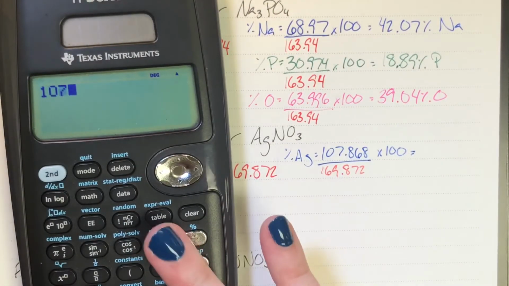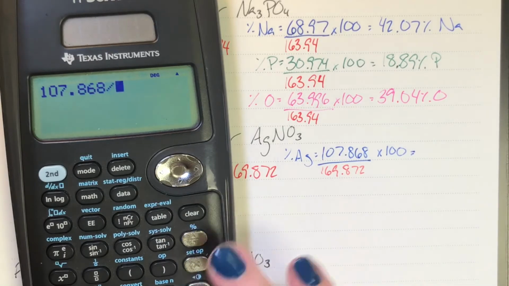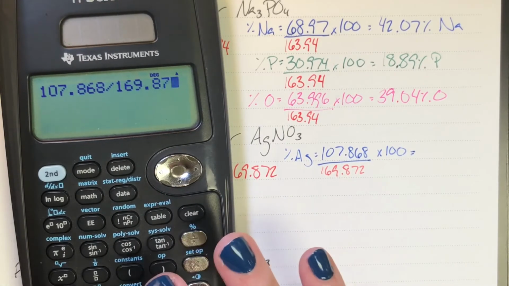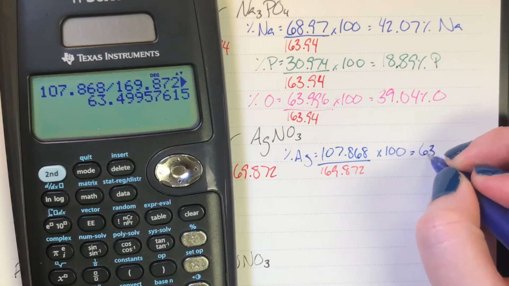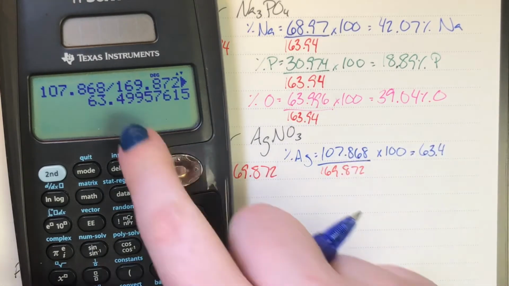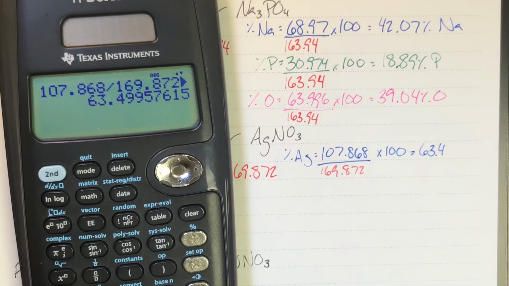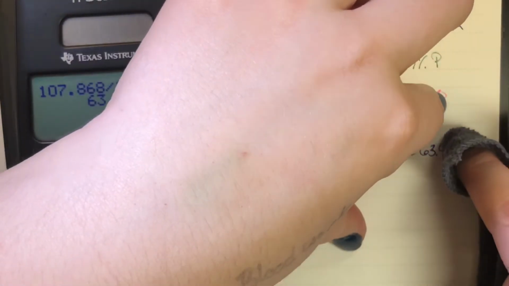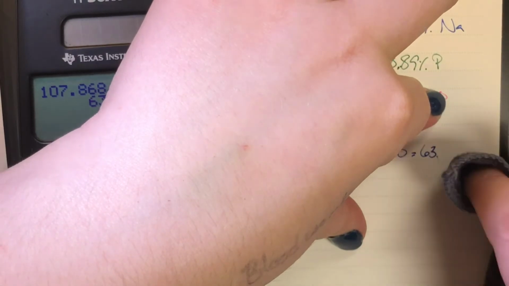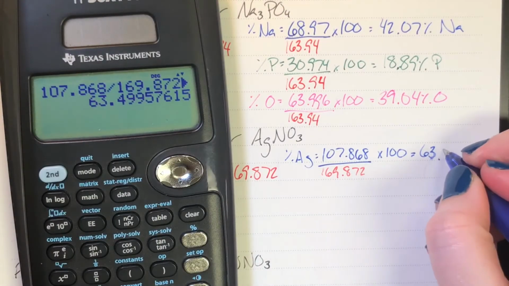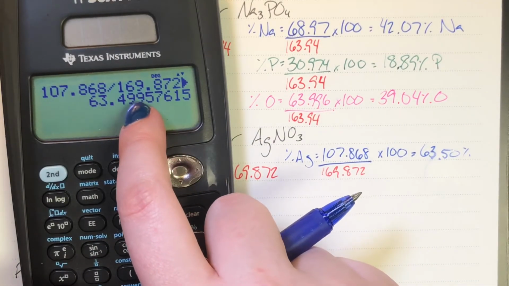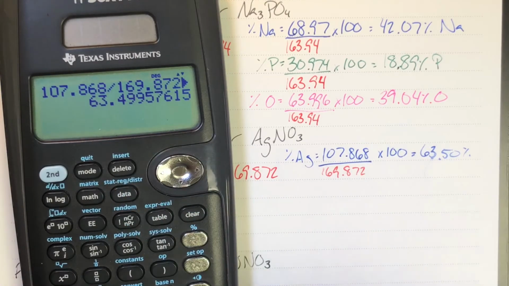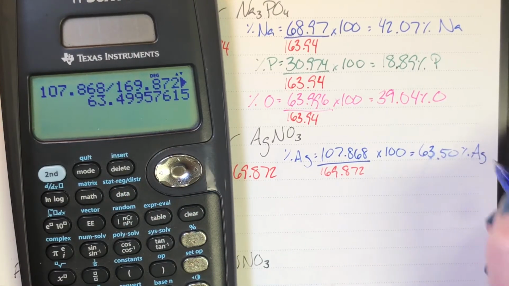Okay, so 107.868 divided by 169.872 times 100 gives me 63.4. Actually, this is going to round up because I'm going to round to that second decimal place. So that's going to give me a 63.50%. Since I'm rounding to that second decimal place, 9 makes me round up, so that 9 is going to turn into a 10, and it's going to turn into a 5. So percent silver.